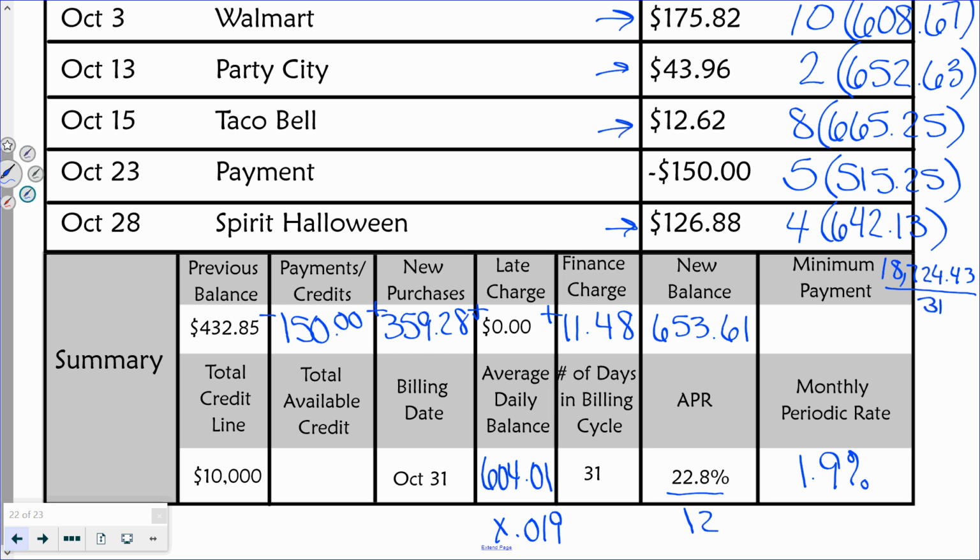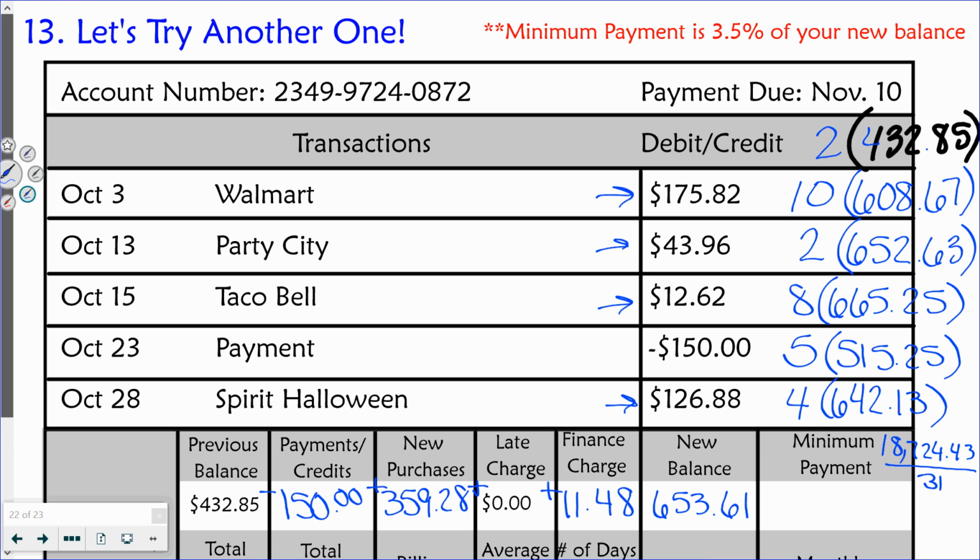What do you find next? How do you find the minimum payment? Guys, don't assume the minimum payment's the same percent. I've changed it on you. I'll always have it at the top. So we take 0.035 and we multiply that by our new balance. So 653.61. 22.88. Should I just pay 22.88? No. I mean, it's better, but.